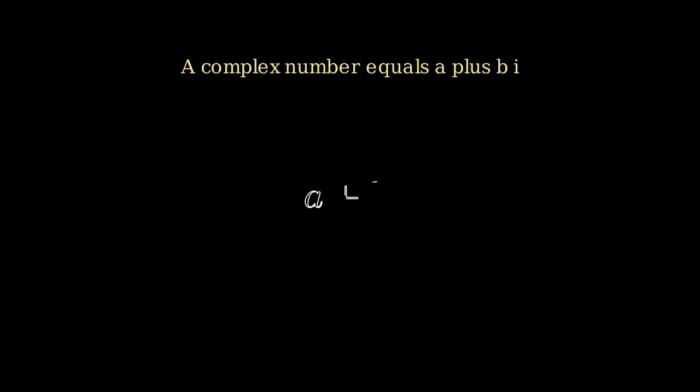In this video we will look at complex numbers, a topic from further mathematics. A complex number always has a certain form. In words we say a complex number equals a plus bi. Here a and b are real numbers.